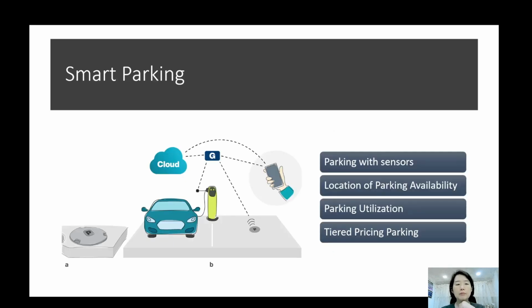This is an example of smart parking in which you base on the analysis of your data, from data to information to knowledge to understanding, and utilize it to implement your parking with sensors, location of parking availability, so that you can check which lot is available at which level and particularly which location, then parking utilization and tiered pricing parking.